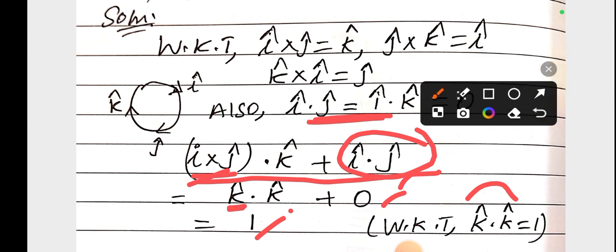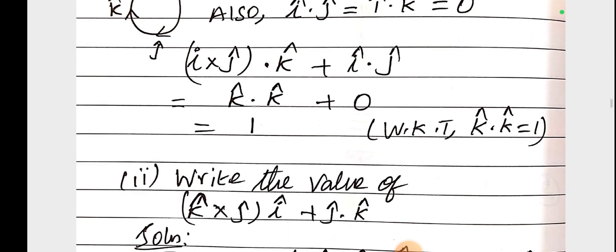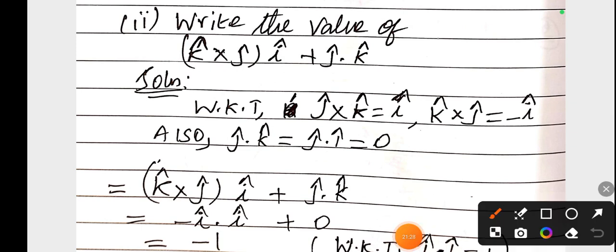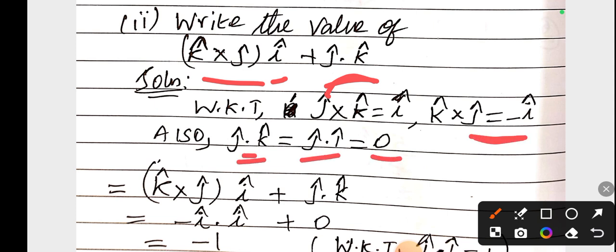Now in the same way, another sum they have given. K vector cross J vector dot I cap, plus J cap dot K cap. As usual, J cross K is I. K cross J is reverse, so it is minus I. J vector dot K cap is all 0. So K cross J is minus I, and here I. And J cap dot K cap is 0.